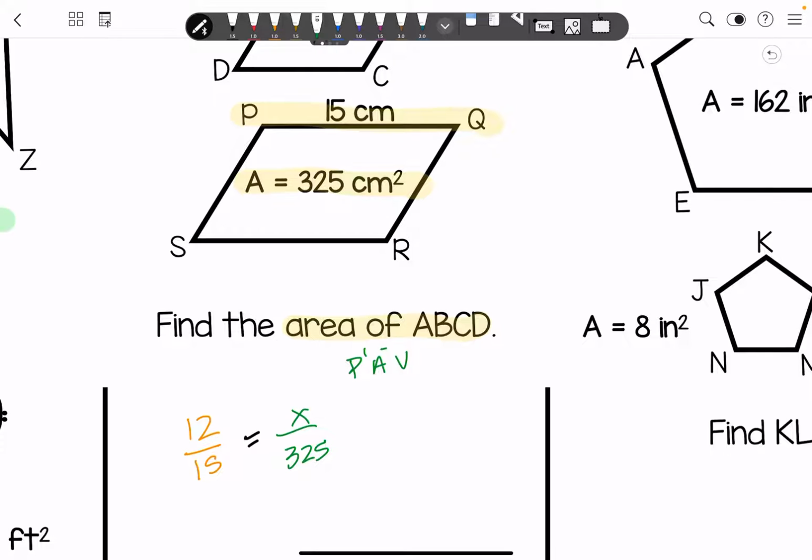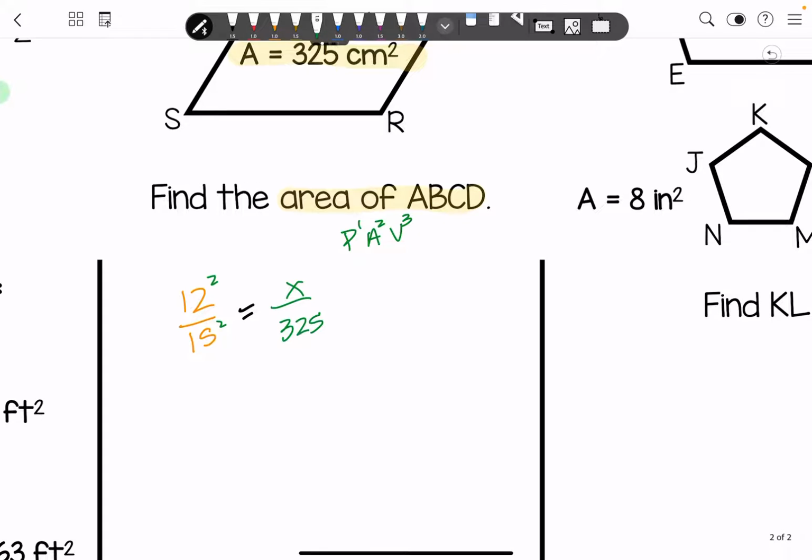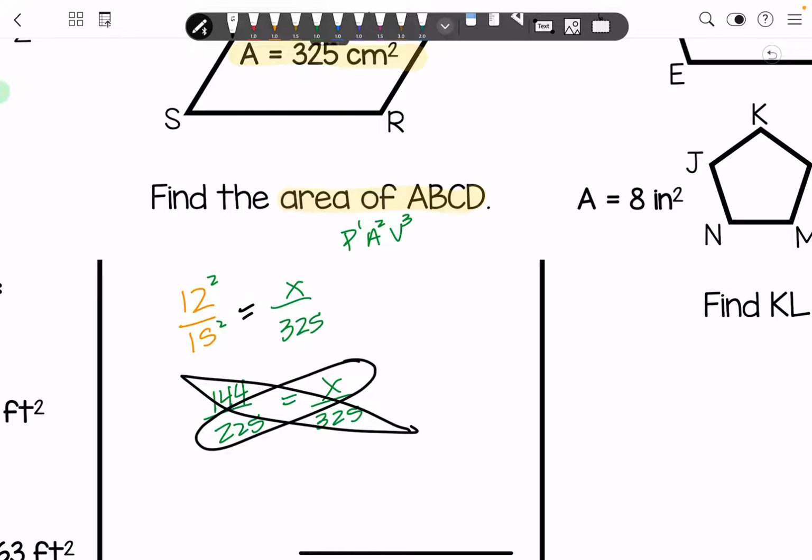PAV 1, 2, 3. We're going to square each of these side lengths to get that ratio for us. So now the ratio that's going to help us complete this proportion is 144 over 225 is equal to X over 325. And then you do what you've always been doing, cross multiply.